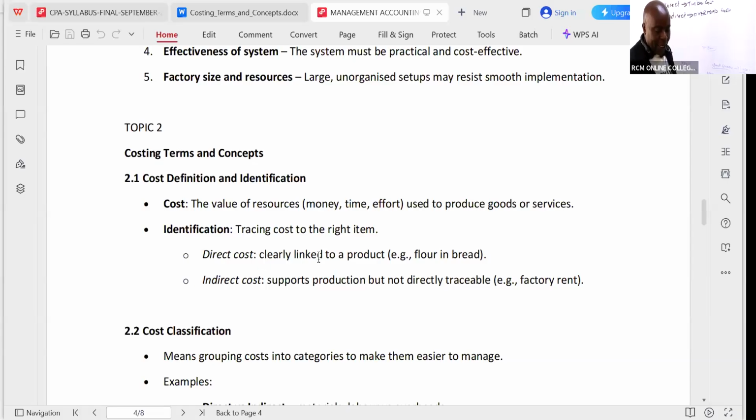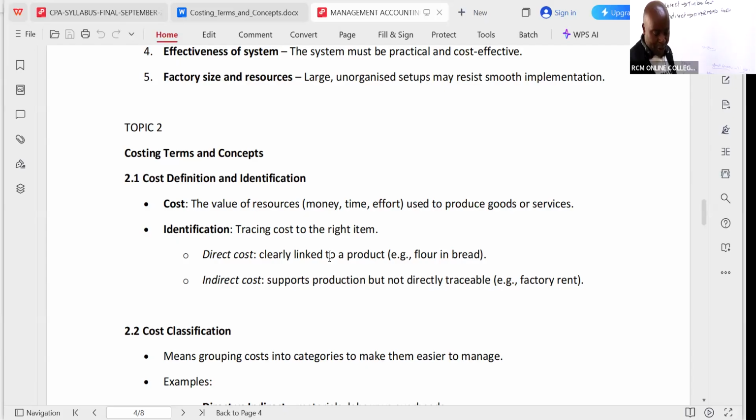So you're told your direct costs can clearly be linked to a product, for example, flour in bread. You'll be able to say what amount of flour has gone to this bread, and you'll be able to cost it. Indirect cost supports production but is not directly traceable, for example, factory rent.